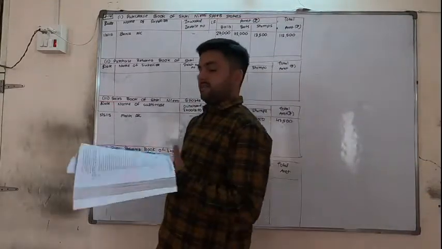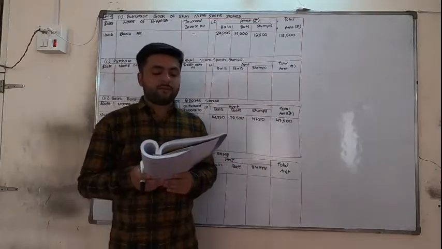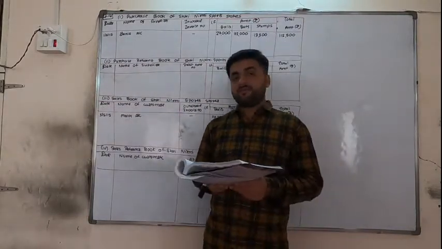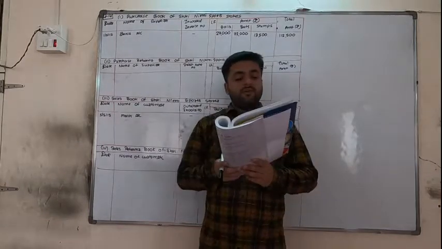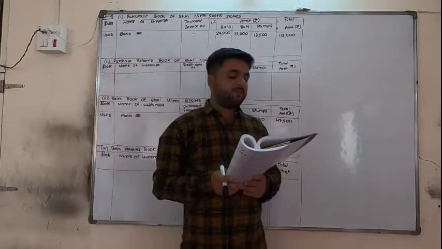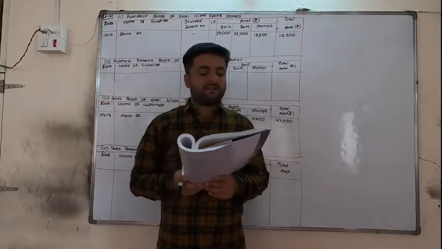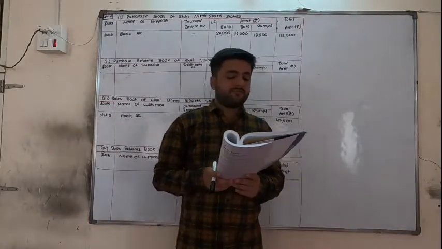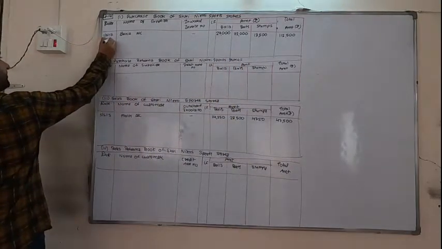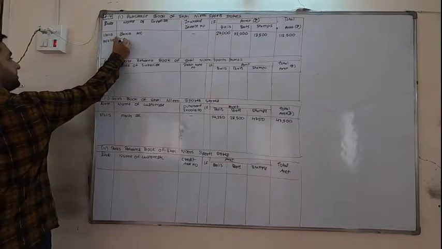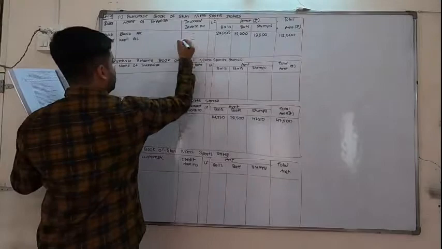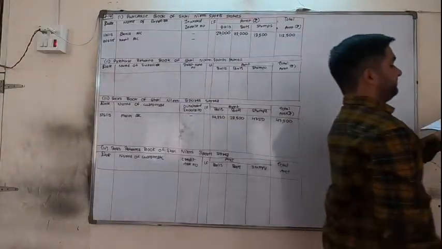Next, on 10th, purchased the following goods from Kapil at 10% trade discount. Again we are purchasing and the amount is not paid, so it will be recorded in the purchase book. We are purchasing from Kapil: balls 30 numbers at 160 per piece, bats 20 numbers at 1200 per piece, stumps 6 pairs at 400 per pair. On 10th, Kapil account. Again they are not giving the bill number, no problem.